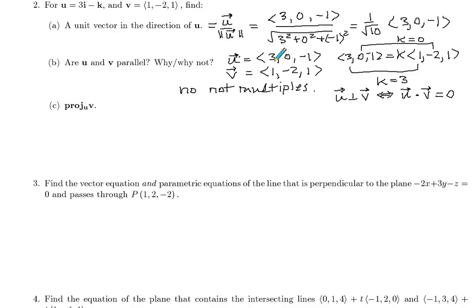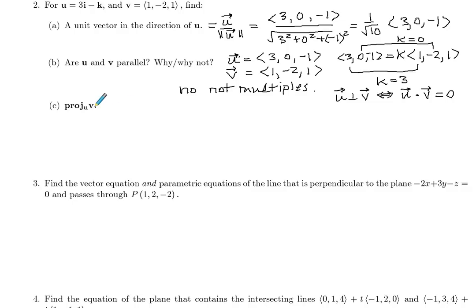And then once you know one vector that's either perpendicular or parallel, then you know all of them. All the vectors that are parallel to u are the multiples of 3, 0, negative 1. And if you found a perpendicular vector, you could take any multiple of that vector, and you get all possible perpendicular vectors.